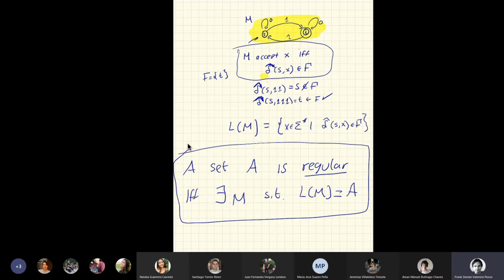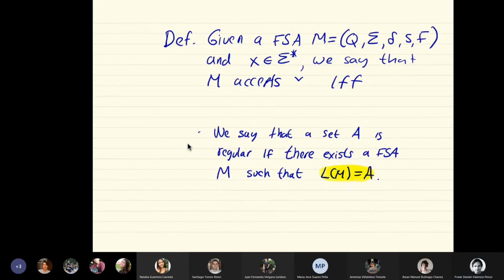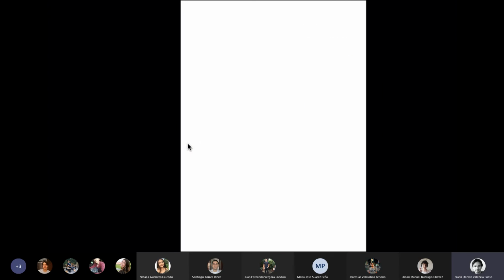The typical question is: is this language regular? If the answer is positive, you need to show that there exists an automaton whose language is A. Or if it's not possible, you need to show that there is no automaton that can accept that language, okay? So any questions about these definitions?